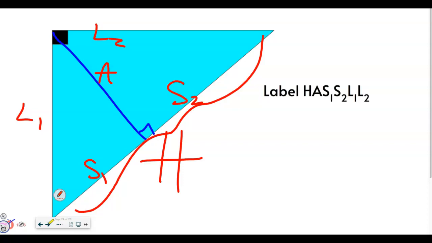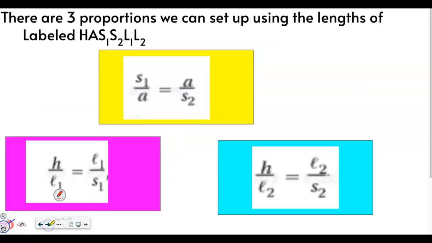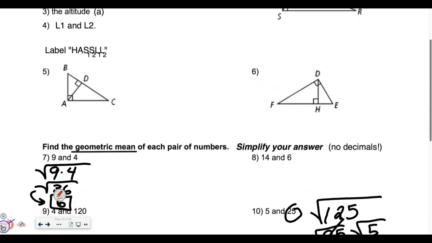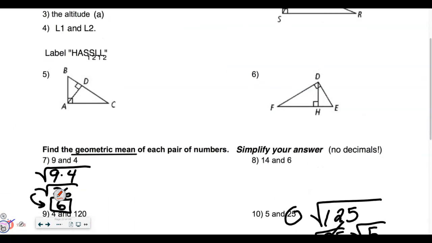Let's go do number 5. I'm going to go to the worksheet with you. I like to not have a ton of examples in your notes if you're listening. So on number 5, let's make sure we know how to label these, because before we can find missing pieces, we need to know how to label. So H is this guy, the whole way. A is this altitude inside. S1, this slices the hypotenuse into 2 pieces, small and big. And then L1, L2. What the heck, might as well go do number 6 too, since you're all listening.